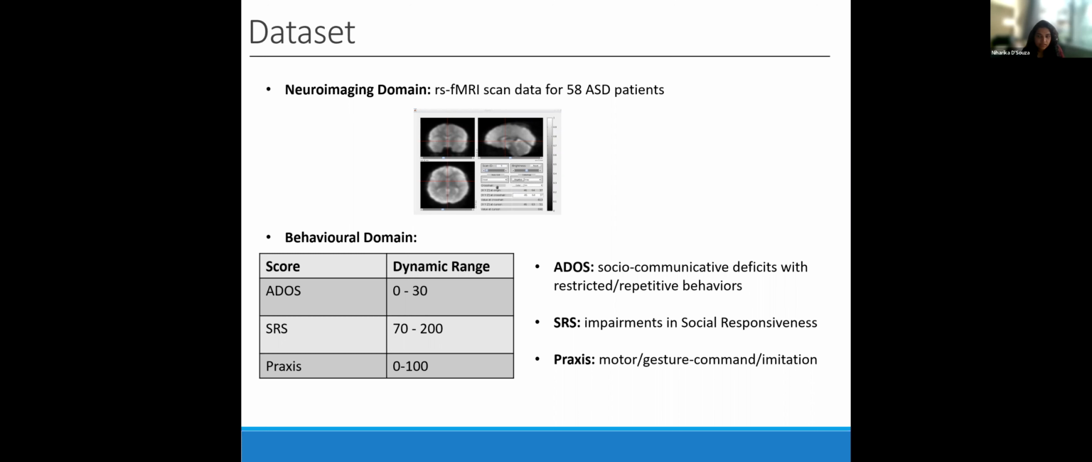The SRS is another score that quantifies social responsiveness and is typically a parent or a teacher questionnaire. And finally, Praxis is a motor measure in which trained clinicians score individuals based on imitation, gesture to command, and tool usage. Overall, these measures quantify a wide range of diverse impairments that characterize the disorder and employ different methods of reporting. This again contributes to the heterogeneity in the cohort, which is actually what our models are trying to characterize.